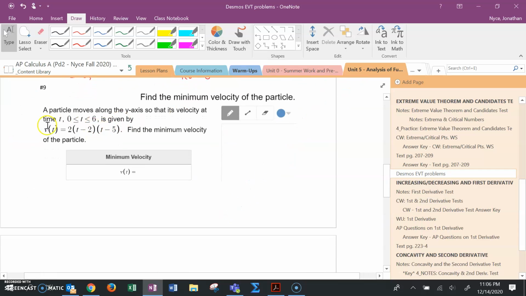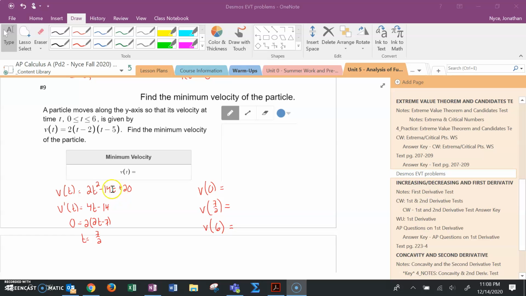Find the minimum velocity. They're giving us a velocity function. Again, to find the minimum value of a function, that's going to occur at one of the endpoints or at a critical number. So for this function, I just rewrote v of t as 2t squared minus 14 plus 20, just distributed, FOILed, and distributed. Found the derivative, found a critical number of 7/2. So we want to find the velocity at each of the endpoints, 0 and 6, and also 7/2.